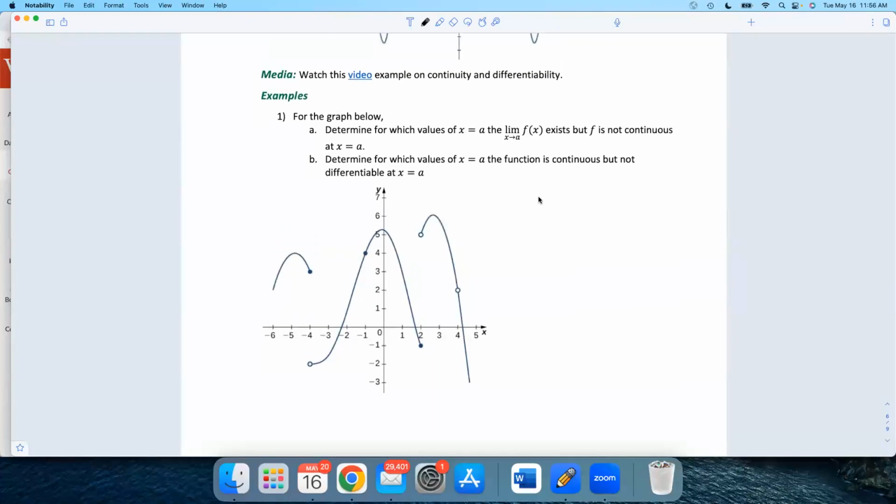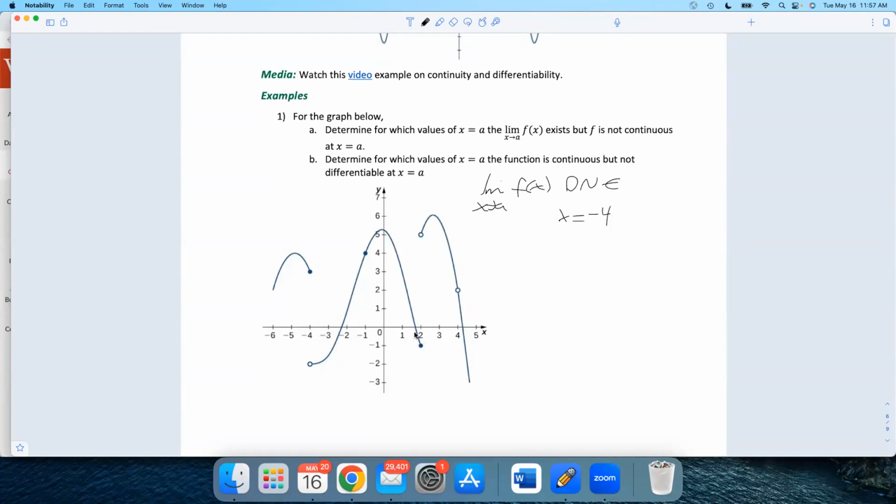Okay, let's take a look at this problem. Let's find all the places the limit does not exist. So the limit as x approaches a of f of x does not exist anytime the one-sided limits don't exist. So here at -4, the left-sided limit is 3, but the right-sided limit is -2. So that's at x equals -4. The limit doesn't exist.